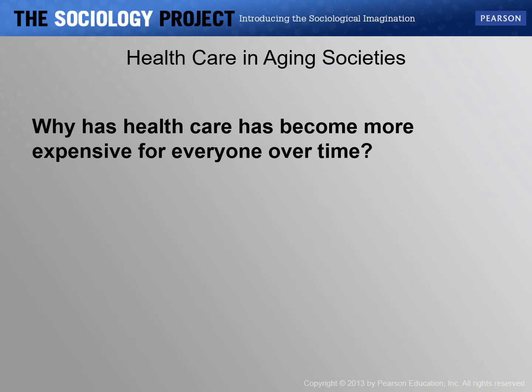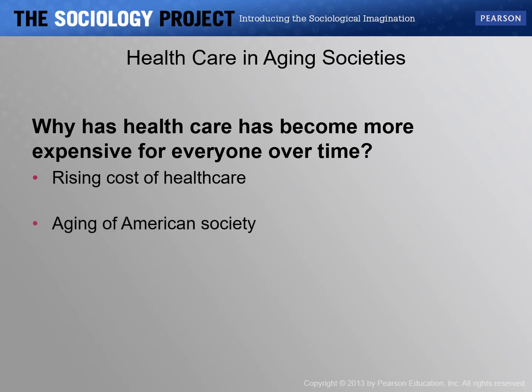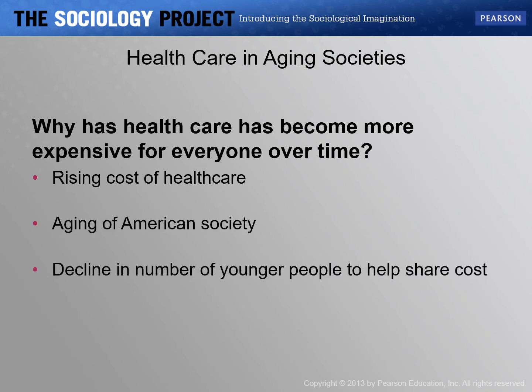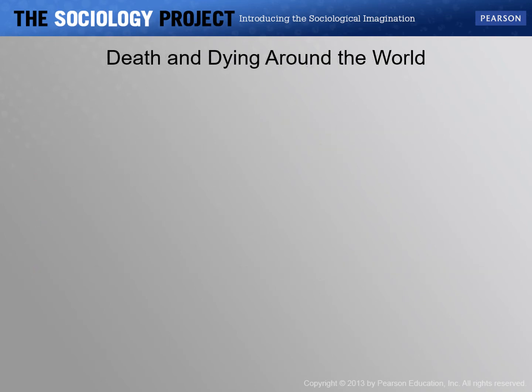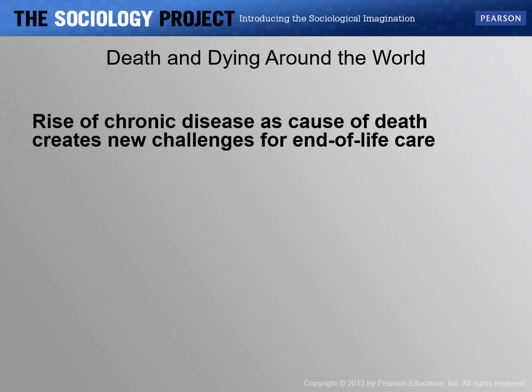Why has healthcare become more expensive for everyone over time? Partly because of the rising cost of healthcare, the aging of American society, and of course the decline in the number of young people to help shoulder the cost of this care. The rise of chronic diseases as a cause of death creates new challenges for end-of-life care, which not only keeps people alive longer, but means that the healthcare costs go up. Slower and longer courses of dying.